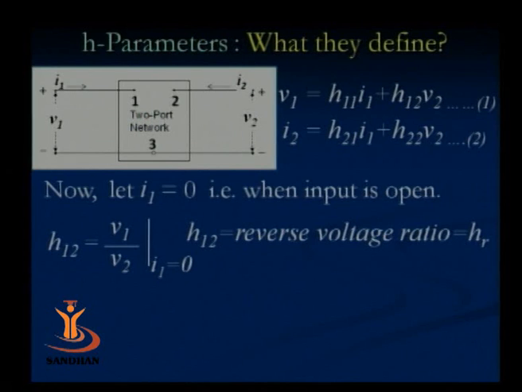And now the last one, H22. From equation 2, when I1 equals 0, we have only I2 equals H22 V2, and therefore H22 equals I2 by V2 when I1 equals 0. Now if you look here, we find H22 as the ratio of I2, the output current, divided by V2, that is the output voltage.